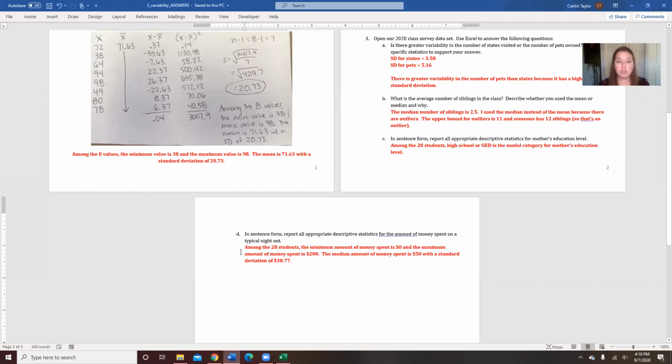So now here's all of the data we need to give our final answer, right? Among the 28 students, the minimum amount is 0, the maximum amount is 200. We're reporting the median, not the mean, because there's an outlier. So the median amount of money spent is $50 with a standard deviation of $38.77.